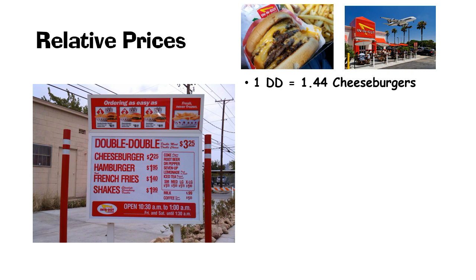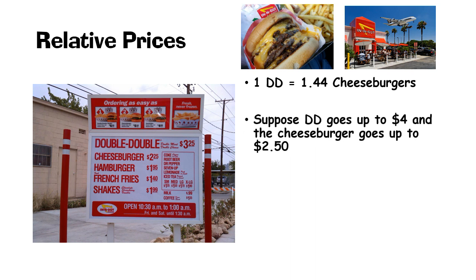Now, hopefully you like the double-double twice as much as you like the cheeseburger. So 1.44 is a good deal when you like it twice as much. Okay? Now, suppose the double-double goes up to $4 and the cheeseburger is up to $2.50. So they're raising their prices. Double-double is now $4. Cheeseburger is now $2.50. Okay? Simple. What just happened?